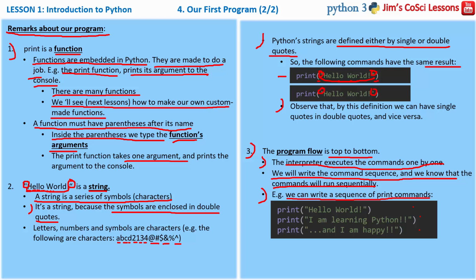Summarizing, in this lesson, we learned what a function is, and we learned our first function, the function print. We also learned what a string is, and we saw that we can enclose characters in double or single quotes. And also we learned that the interpreter executes the commands top to bottom one by one.